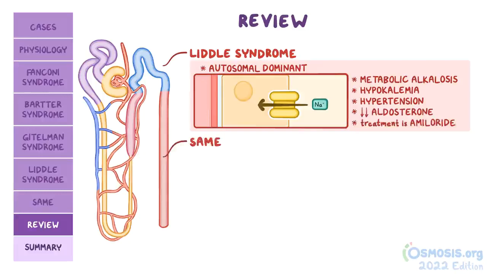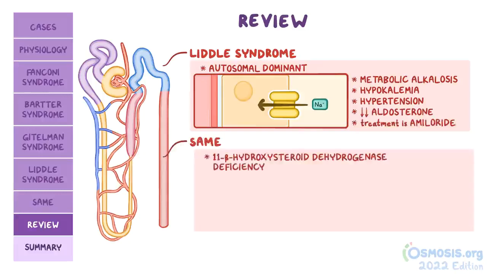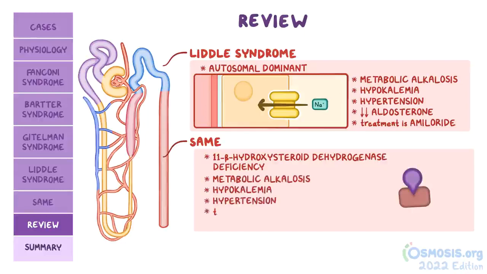Finally, there's SAME, where there's 11-beta-hydroxysteroid dehydrogenase deficiency, and as a result, cortisol binds to the mineralocorticoid receptor, leading to metabolic alkalosis, hypokalemia, and hypertension. Treatment relies on potassium-sparing diuretics or corticosteroids.